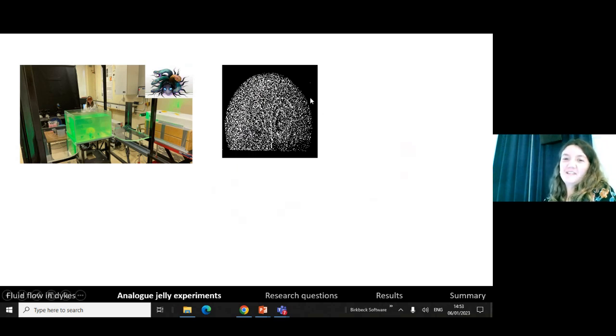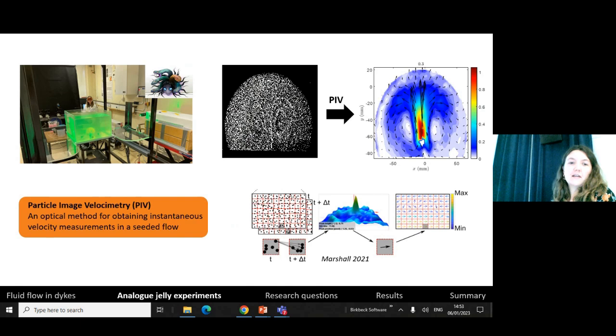This is an example of an image that we obtained from our recording. So these are the fluorescent particles that we can see and track. And we apply an optical technique to these images called particle image velocimetry, or PIV, which tracks groups of particles between two subsequent frames and obtains instantaneous velocity fields. So this is an example of a velocity field within our dike, shown in the plane of the breadth of the dike, where the arrows show the direction of flow and the colours represent the magnitude of the velocity.